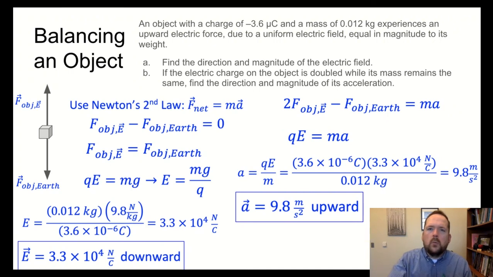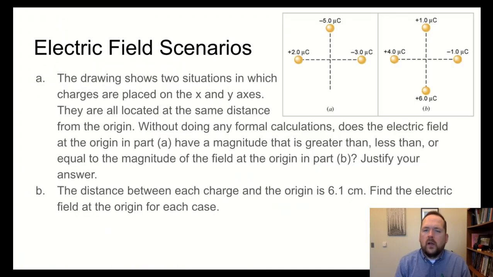I'm going to wrap up with one more sample problem where we look at this concept of superposition. In other words, working out individual pieces of the solution, then adding them all together to get the end result. And this one at first blush looks like a lot of work, but we're going to cut that down considerably with our analysis here. So the drawing shows two situations in which charges are placed on the x and y axes. They are all located at the same distance from the origin.